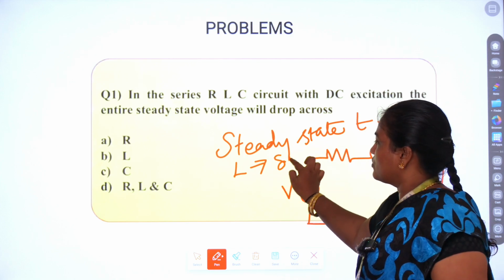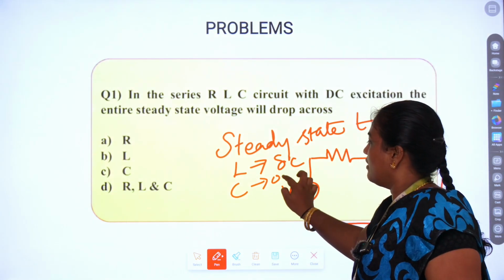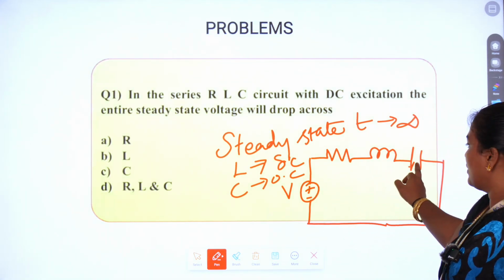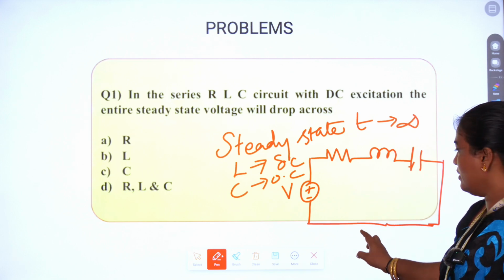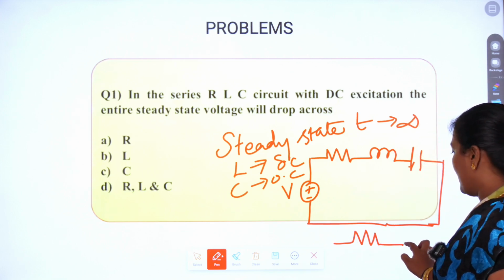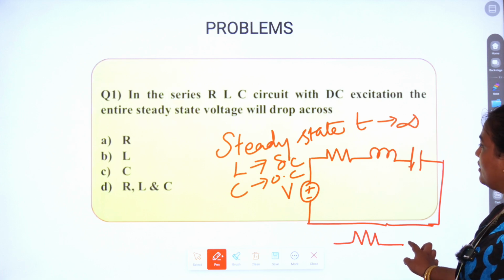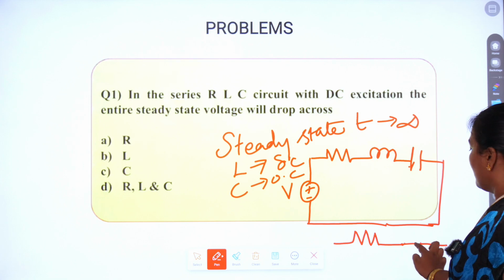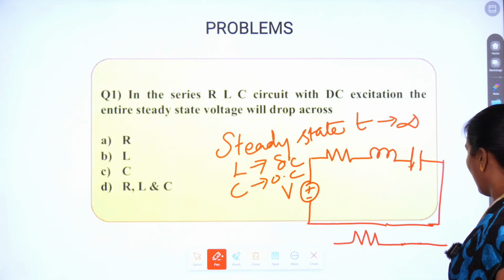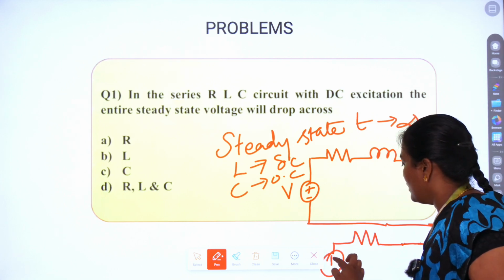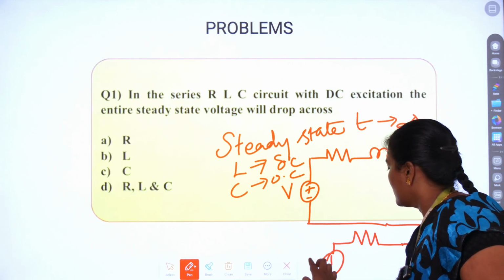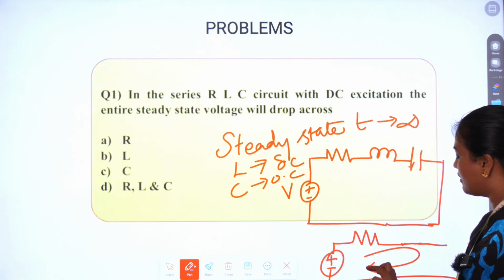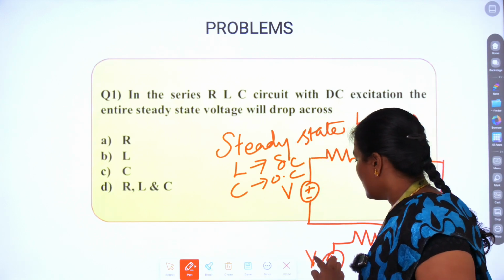My L will be under short circuit and my C will be under open circuit. When I replace L by a short circuit and C by an open circuit, it becomes a resistor followed by a short circuit in place of the inductor, then an open circuit in place of the capacitor, with a voltage across it. So we have to calculate what that voltage is.